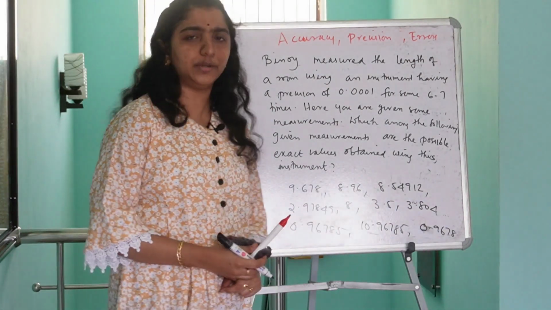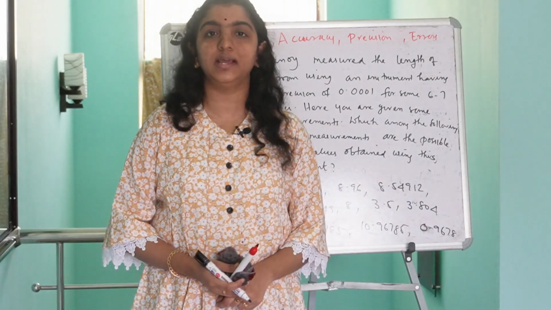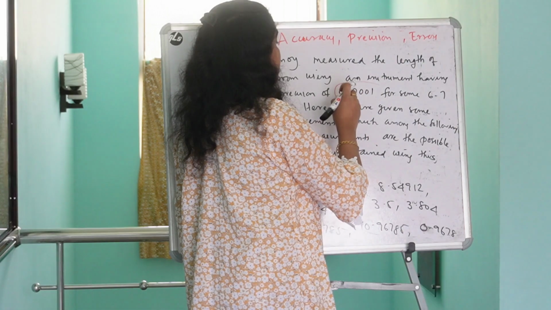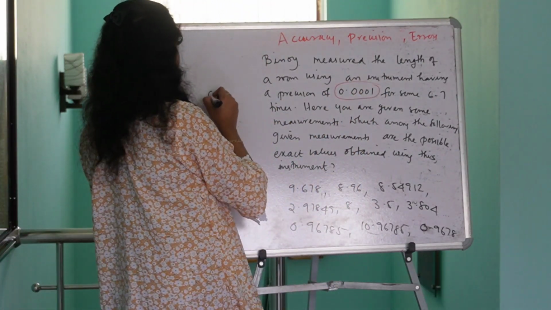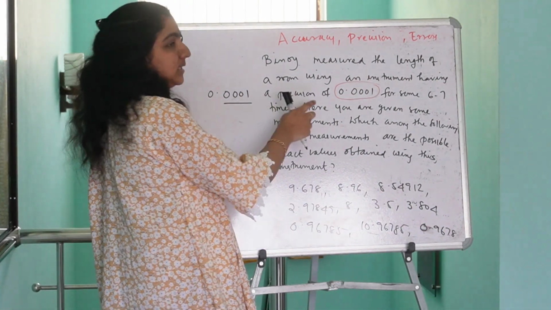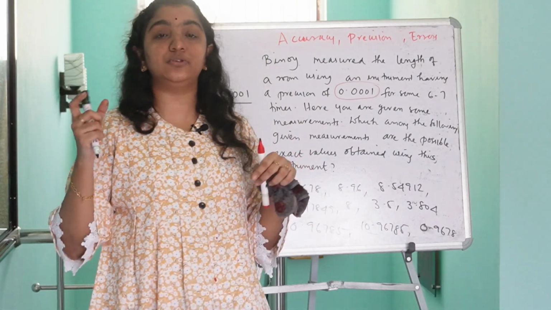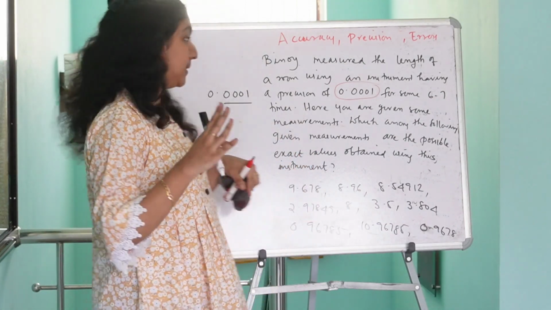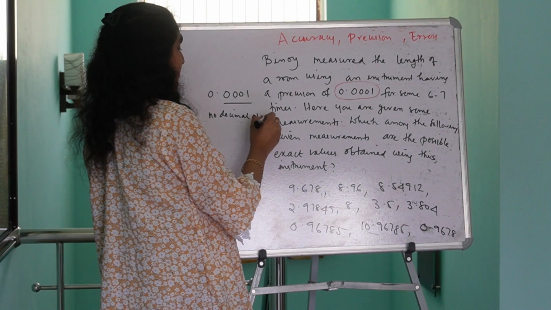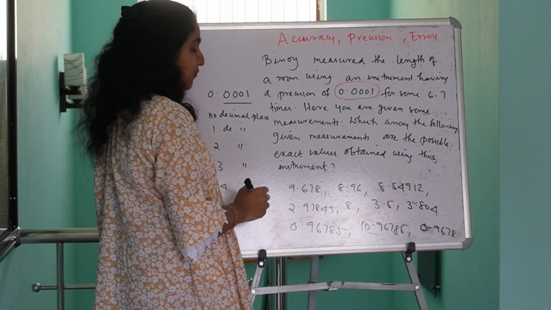The question is given that Binoy measured the length of a room using an instrument, and the precision of the instrument is 0.0001. After the point we have 4 digits. So what does it mean? It means using this particular instrument, we could measure the exact values up to 4 decimal places. So it can be no decimal place, 1 decimal place, 2 decimal places, 3 decimal places, and a maximum of 4 decimal places.